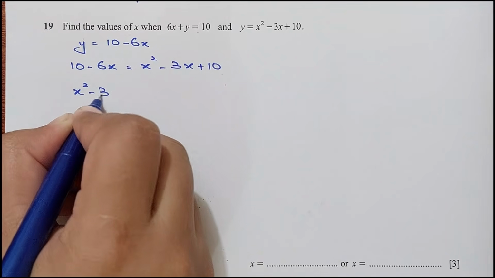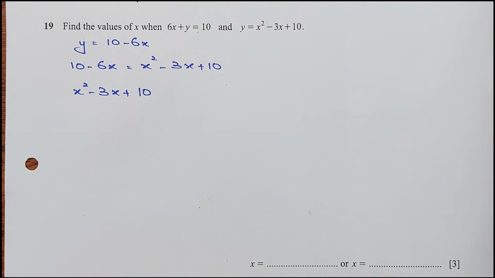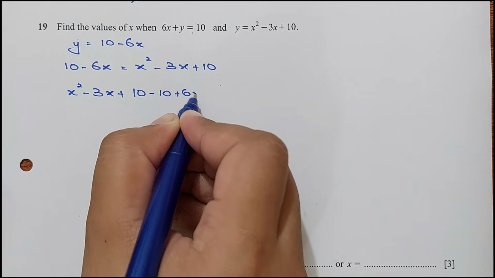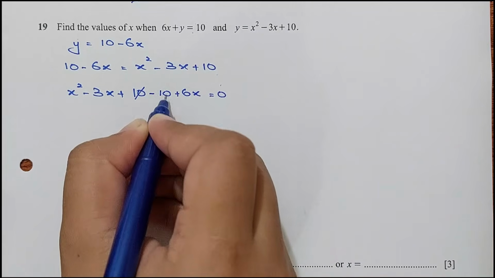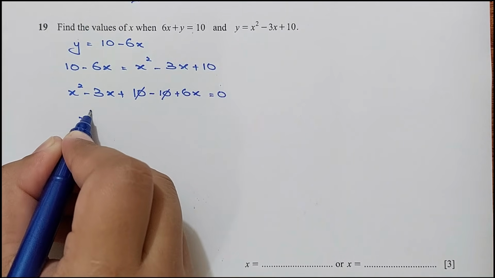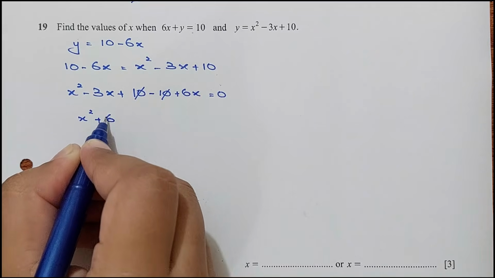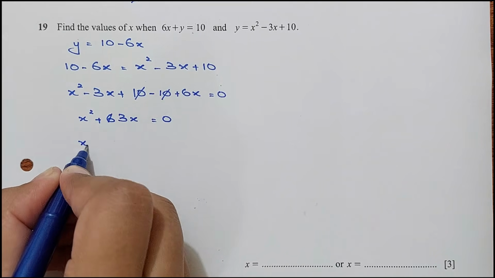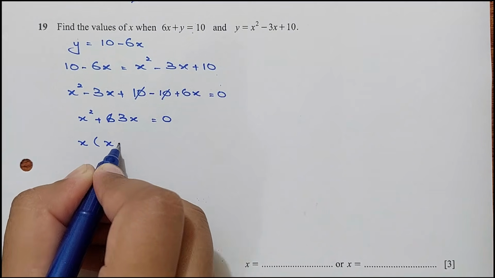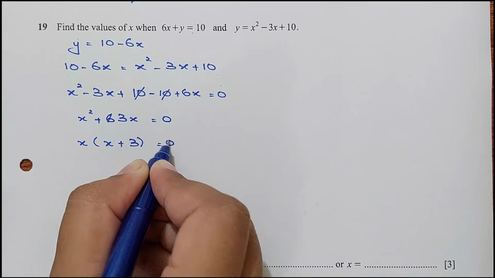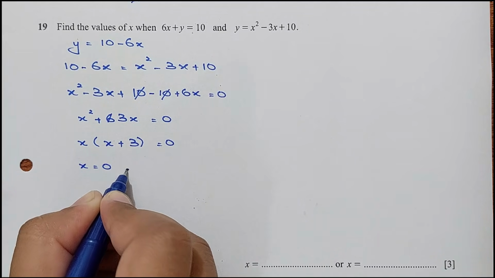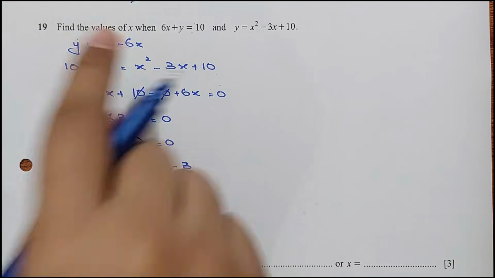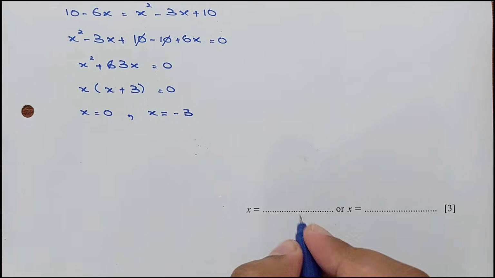So x square minus 3x plus 10. Okay, so it's negative 10 and positive 6x equals 0. Positive 10, negative 10 is cancelled. We are left with x square and plus 3x equals 0, right? Now x is common. We have x times x plus 3 equals 0. So here x would be equal to 0 and x plus 3 equals 0, which is x equals negative 3. So we just have to find the values of x, which are 0 and negative 3.